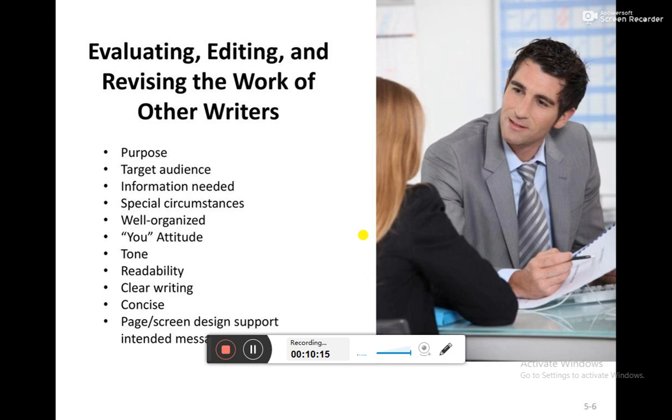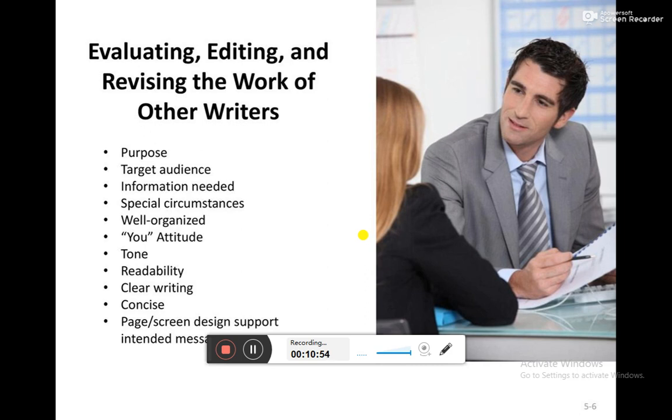First, unless you have been asked to rewrite something in your own style, keep in mind that your job is to help the other writer succeed at his or her task, not to impose your writing style. In other words, make sure your input focuses on making the piece more effective, not on making it sound like something you would have written.